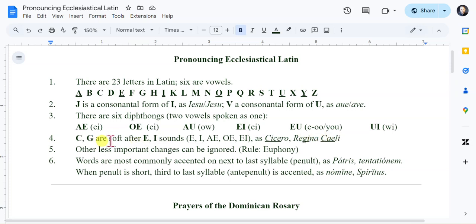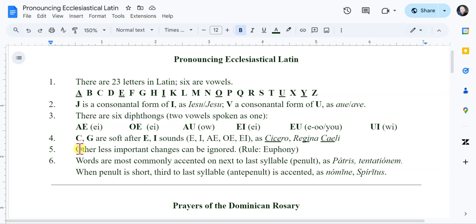Now notice, when I say it's soft, this needs to be corrected here. This should be soft before the E and E sounds. That includes the diphthongs AE and OE. So in ecclesiastical Latin, we've got to remember that all of these diphthongs are read with that same sound, E. So anytime that a C or a G are followed by any of these vowels, they're read with their soft sounds.